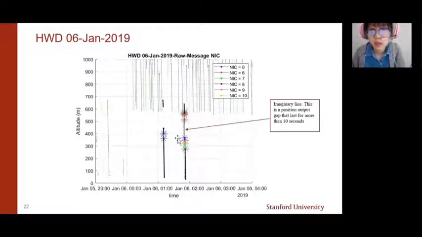First, you might notice there is a gap in the flight path, the flight track. I'm using an imaginary line connecting the 2 points, the starting point of the gap and the ending point of the gap. And here, that duration is longer than 10 seconds.